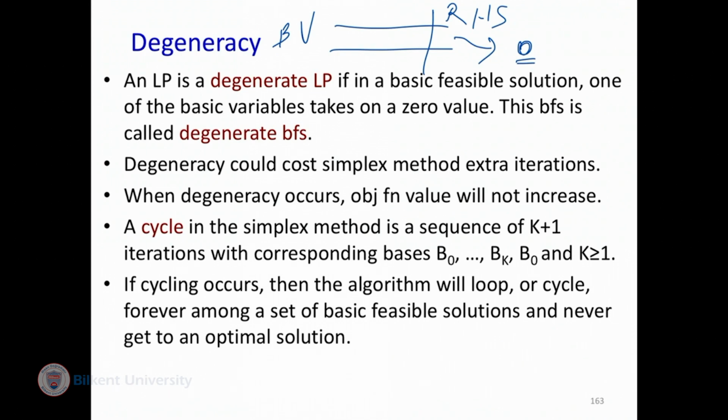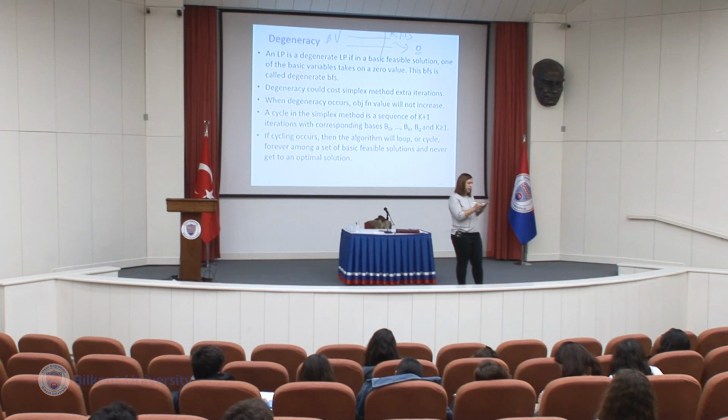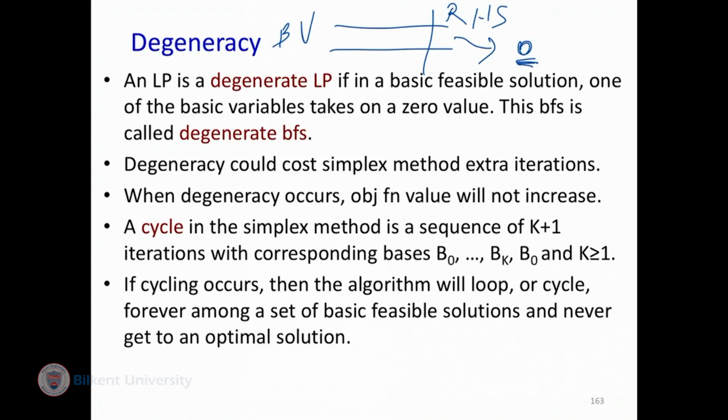Does it make sense? Now, if you don't have degeneracy, now why is degeneracy a problem? If you have degeneracy, when you do your ratio test, you can get the result of the ratio test equal to 0.